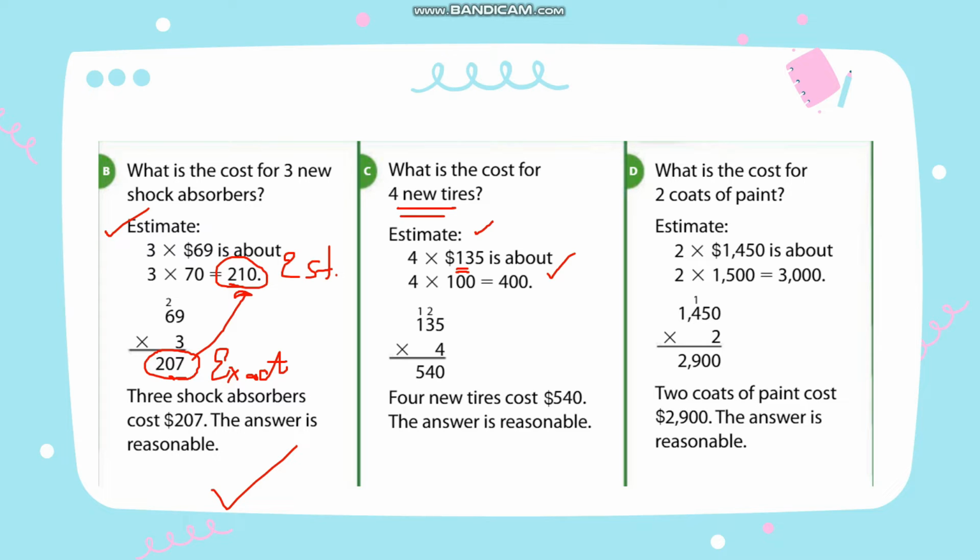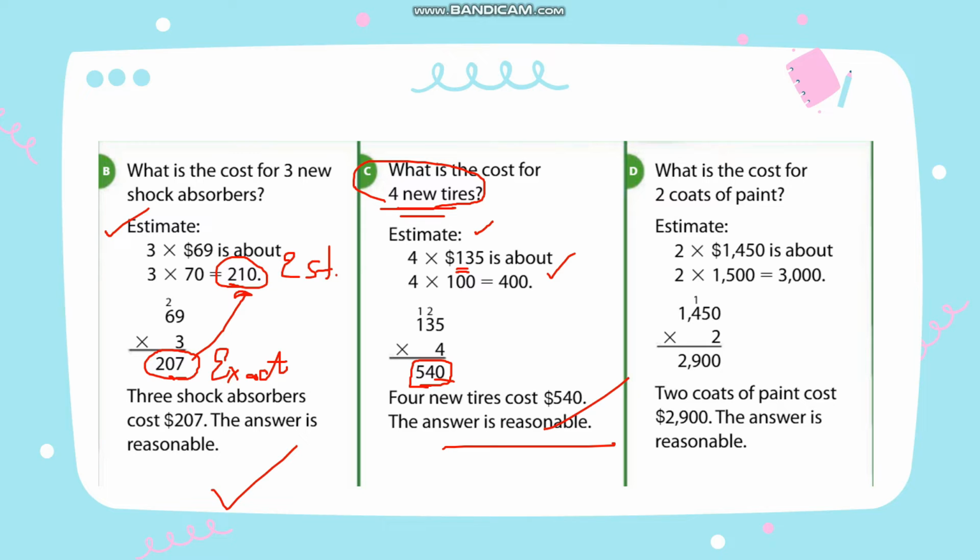4 multiplied by 5 is 20, so 0, regroup 2. 4 multiplied by 3 is 12 plus 2 is 14, so 4, regroup 1. And 4 multiplied by 1 is 4 plus 1, so the exact answer is 540 for the 4 new tires. And 540 is near to 400, which is my estimated answer. Therefore, the answer is reasonable.